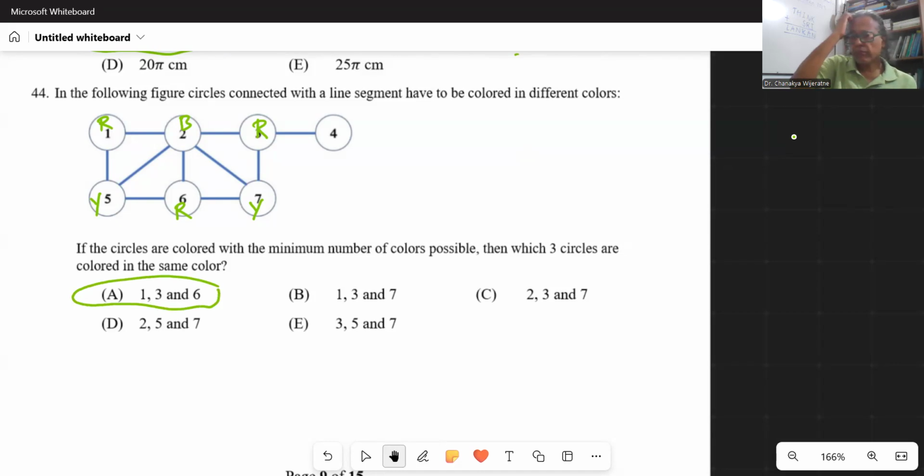Now, this is what you do in the competition, because we found the coloring, and in that coloring, 1, 3, 6 are in the same color. But when you do this at home, then you have to think: in any coloring, do these circles 1, 6, 3 get the same color? Can you see that they get the same color?